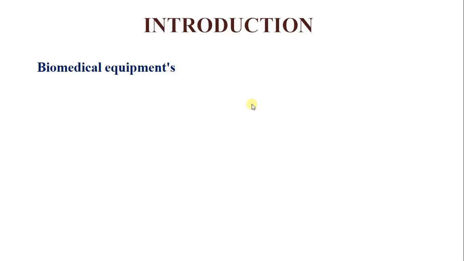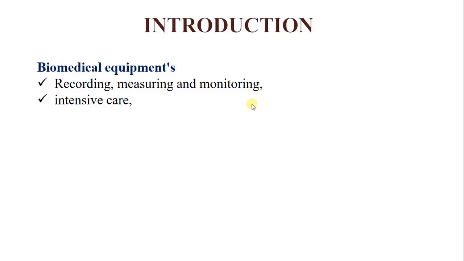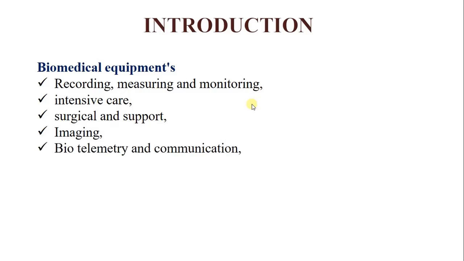Let's see different biomedical equipments. We will first get acquainted with different biomedical equipments present around. We have recording, measuring and monitoring equipments. In the hospitals, if you have seen, we have recording, measuring and monitoring systems. We have intensive care equipments, surgical and support equipments, imaging equipments like X-rays, CT scan, MRI. Then we have biotelemetry and communication systems, like if you want to transmit the data from the bedside monitor of a person in the hospital to some different location, we use biotelemetry and communication system.